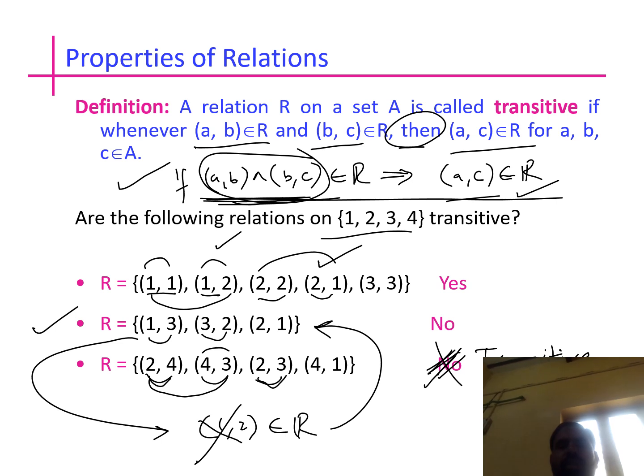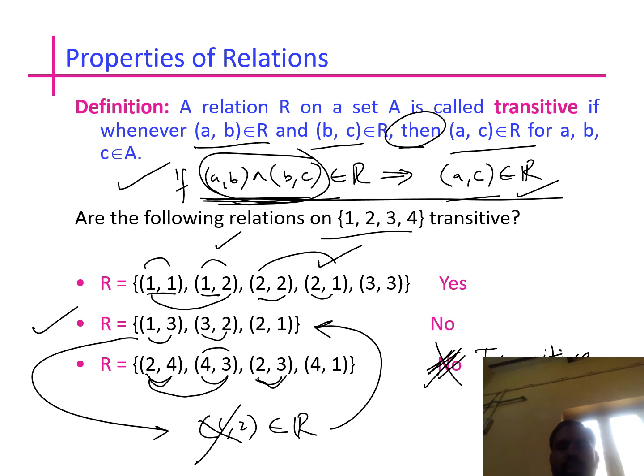So we have to check whether the following relations on {1, 2, 3} are transitive. First, (1,1), (1,2), (2,2), (2,1), (3,3). This is transitive, because we have (1,2) and (2,2), and (2,1), and (2,1) with (1,2) gives (2,2), so (1,2) is also here in this R.